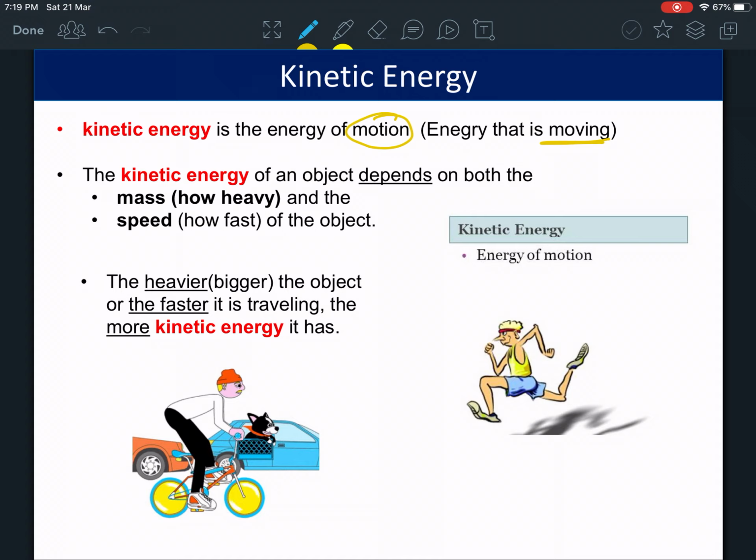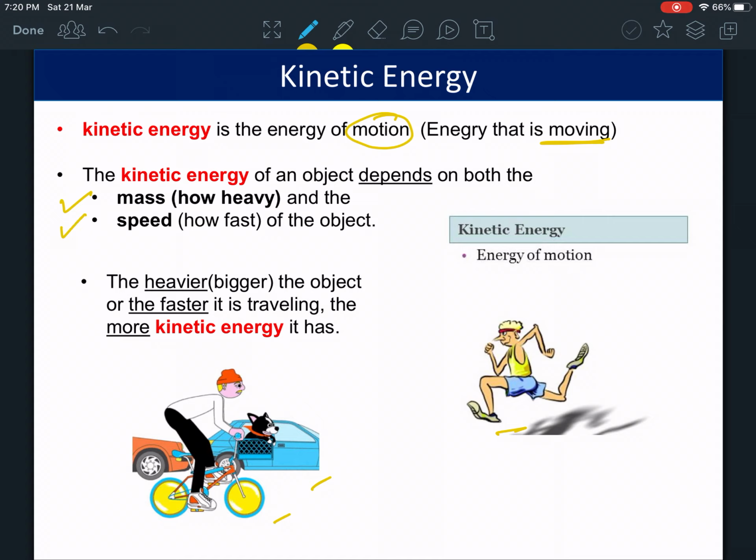Okay, so you see this bicycle is moving, this car is moving, this man is moving. They all have kinetic energy. This man is running, the bike is moving. Now, the kinetic energy of an object depends on two things: mass, that means how heavy, and speed, that means how fast.